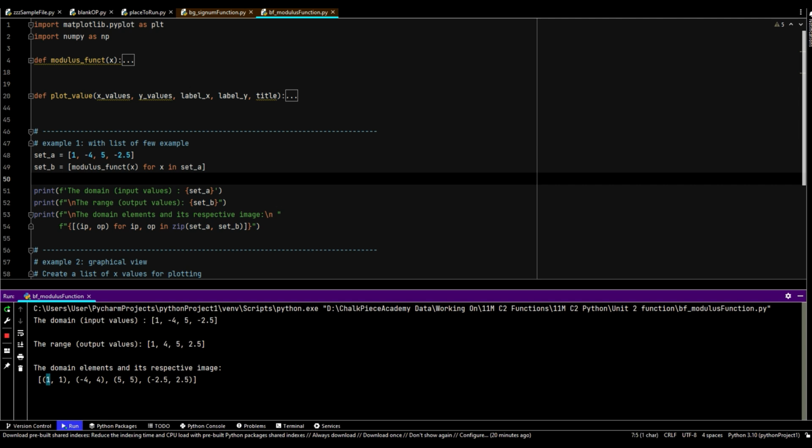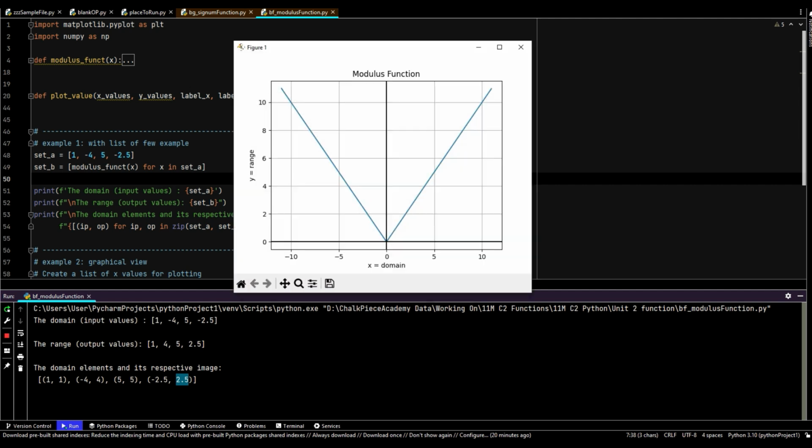So for an input of 1, the output is 1. For input of minus 4, the output is 4. For input of 5, the output is 5. For input of minus 2.5, the output is 2.5. So what is happening? Yes, the negative values are becoming positive. The positive value remains the same. Okay. So the graphical view would be something like this.